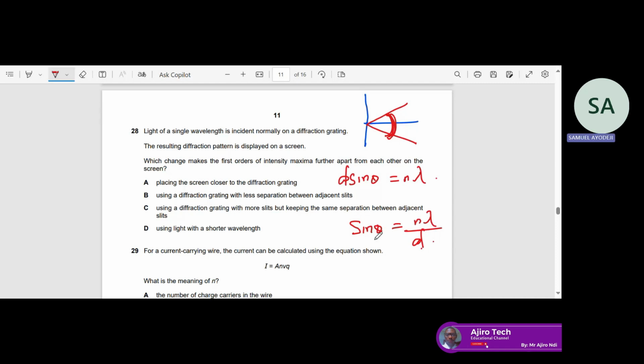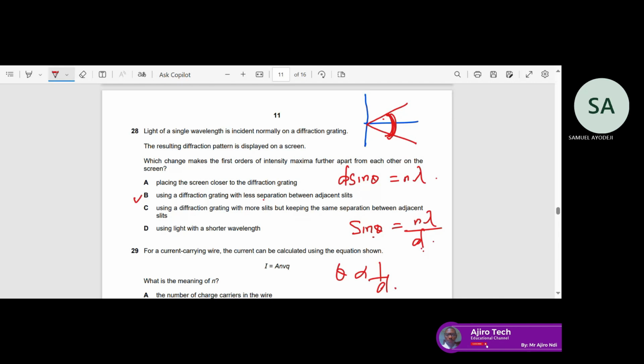So in this case, the diffraction grating, this part, using the diffraction grating with less spacing. We want to get the maxima further apart, meaning theta must increase. This is the spacing, so look at theta. Theta is related to 1 over d, so it is inverse. Yes, this is the correct answer. If the spacing is less, then sin theta will increase because you want to increase theta. This is the answer.